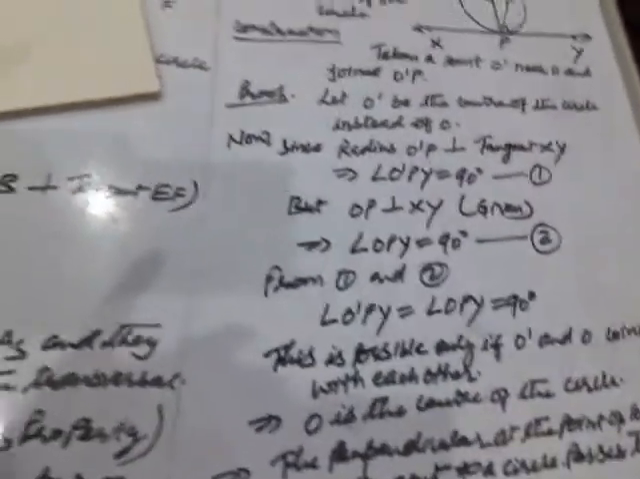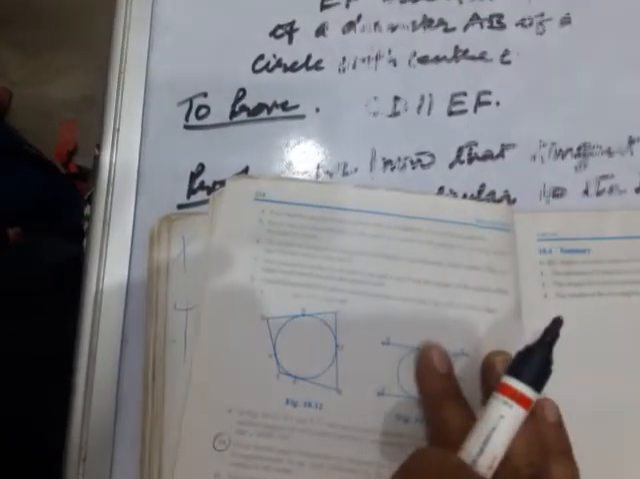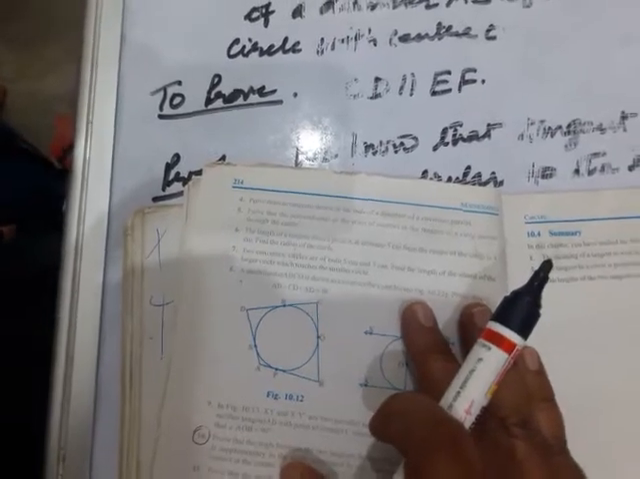Okay children, now let us move to the next question. What is the next question, children? Let us see. The next question is question number 6. Question number 4, 5 we have seen. Let us see question number 6. What is question number 6?